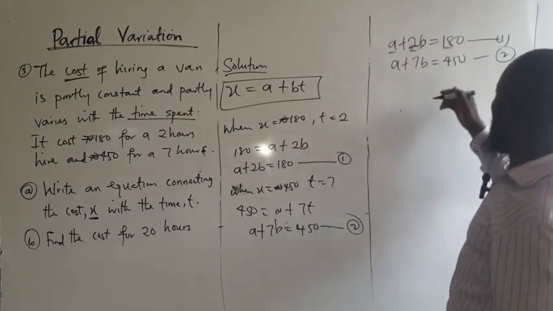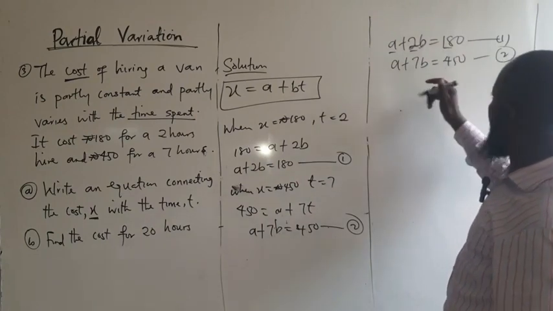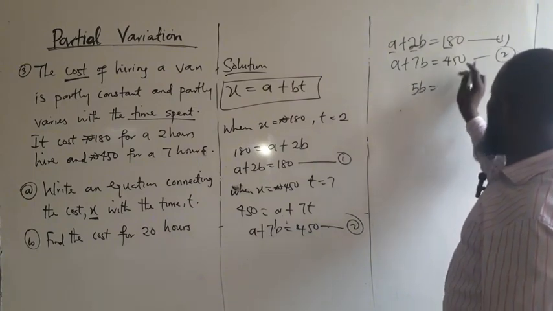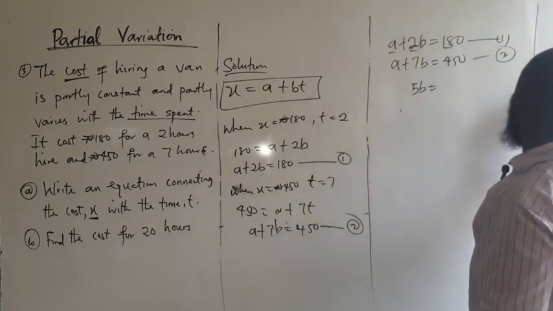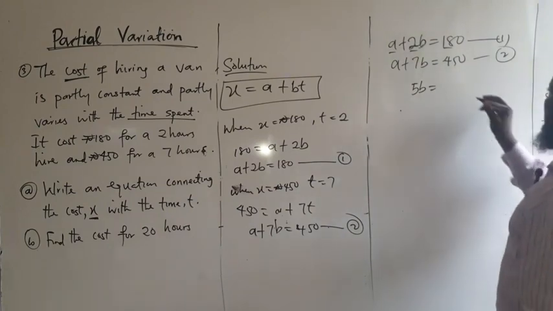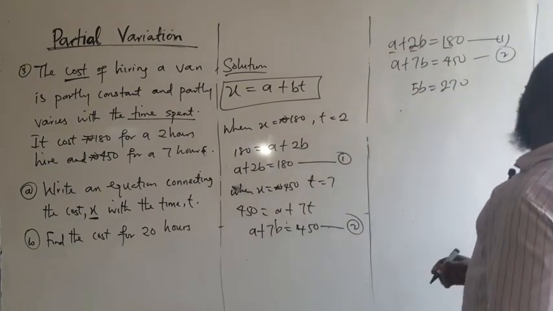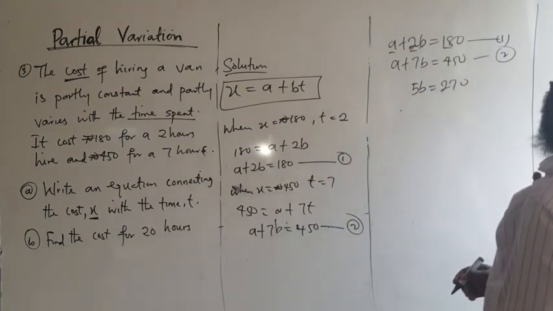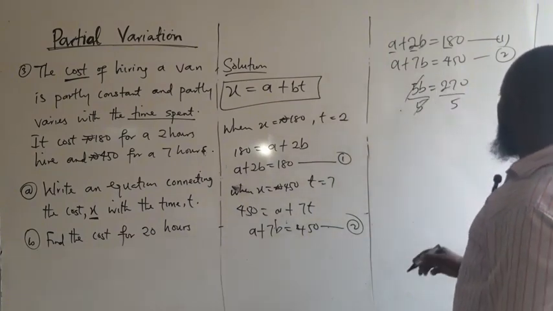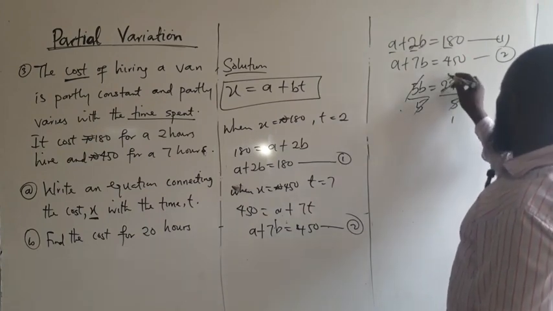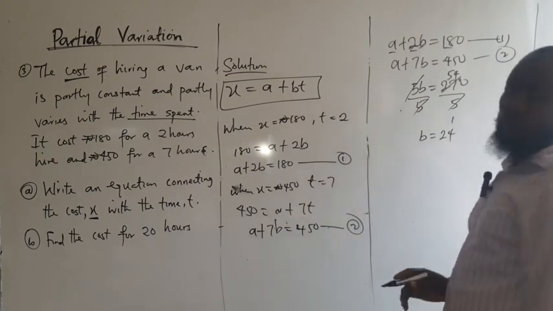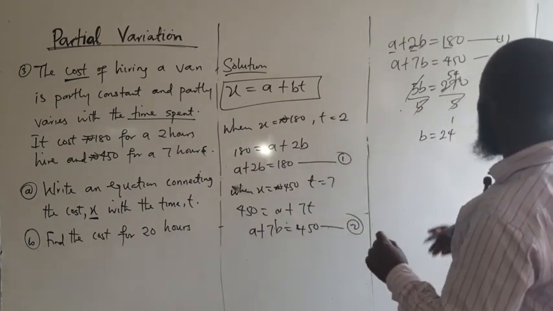We subtract 1 from 2. So that is 7B minus 2B, which gives us 5B. Then 450 minus 180 is 270. So in that case, we divide both sides by 5. 5 cancels 5. 270 divided by 5, remainder 2 in 24. So B equals 24.